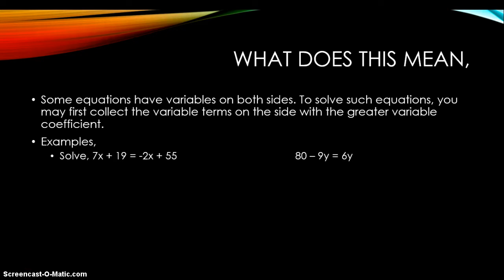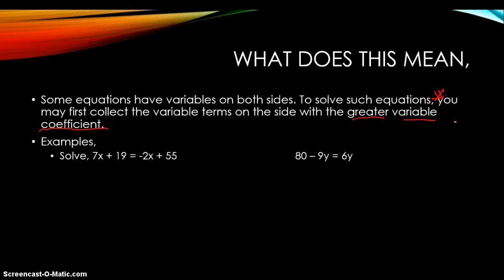So what does this mean? Some equations have variables on both sides. To solve such equations, you may first collect the variable terms on the side with the greater variable coefficient. Okay, let me read that sentence again. This is a very important sentence right here. You may first collect the variable terms on the side with the greater variable coefficient. So remember, the coefficient is the number that occurs before the variable. Okay, so we want to collect those first on one side.